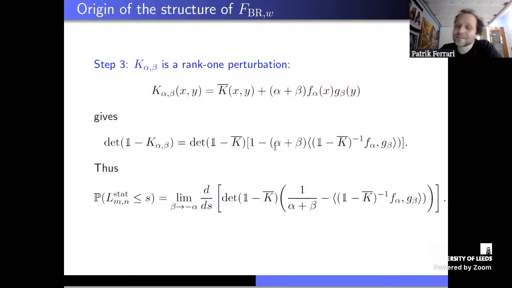So in principle, this one is actually the determinant of 1 minus (1 minus K bar)^(-1) applied to f of x times g of y. But this is rank 1, and the determinant of a rank 1 operator is just a single scalar product. The point is that you get this nice expression. So what we want to consider is this quantity: the limit as beta goes to minus alpha of the derivative of this bunch of stuff. And we still have this 1 divided by 1 plus alpha that is annoying a bit.